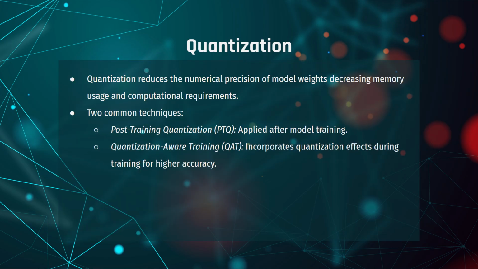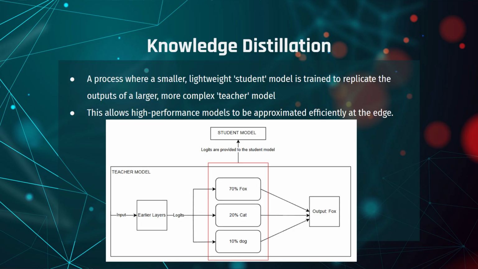Quantization reduces the numerical precision of model weights, decreasing memory requirements of the model. The two common techniques are post-training quantization and quantization-aware training, the latter having incorporated quantization effects during training for higher accuracy. Knowledge distillation is a process where smaller, lightweight student models are trained to replicate the outputs of a larger, more complex teacher model. This allows high-performance models to be approximated efficiently at the edge. The student model is trained using the logits of the teacher model to improve its generalization.